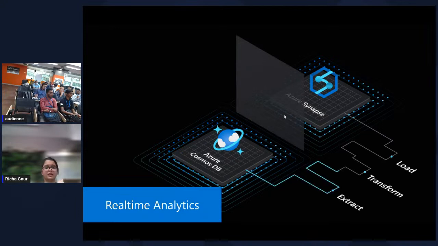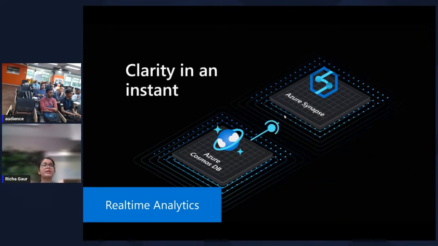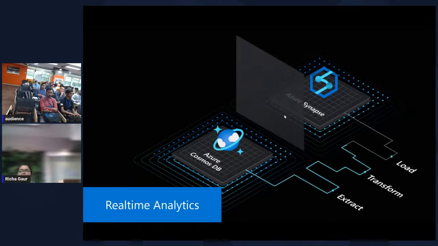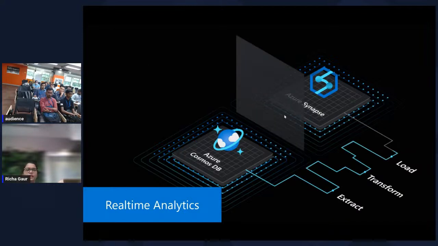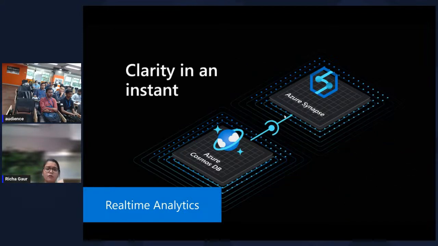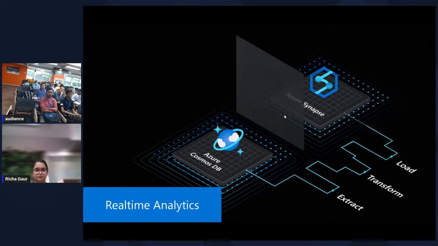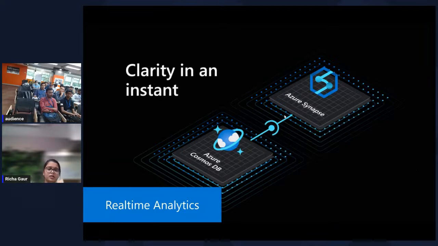Streaming data basically. Yes, streaming. So streaming is a way to enable real-time analytics. It's the technology behind enabling real-time analytics. So what Cosmos DB supports is out of the box real-time analytics.